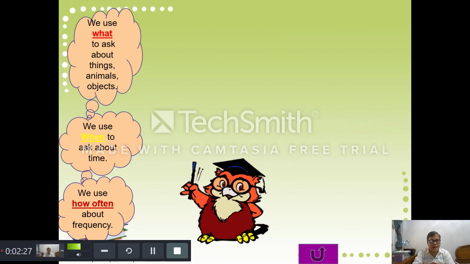Then we use how often. We use how often when we talk about frequency. Like you can say always, sometimes, not often, usually, rarely. Like if they ask you, "How often do you go jogging?" You can reply like, "I go jogging every day." "How often do you play basketball?" "I play basketball every day after class." So you say how often or always. You can say, "I always play basketball after school."